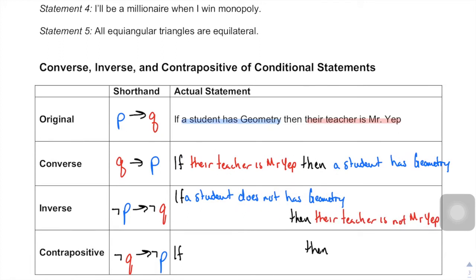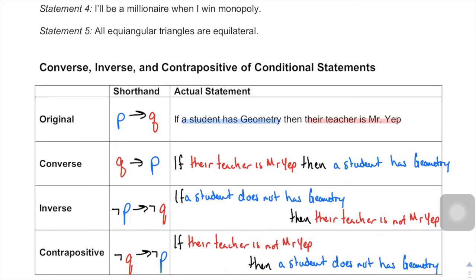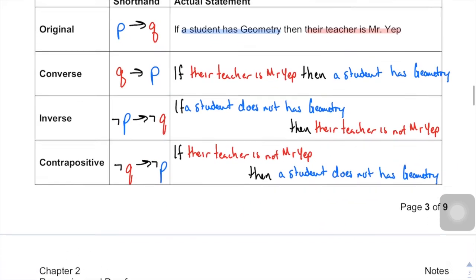So the inverse in this case is if a student does not have geometry, then their teacher is not Mr. Yap. The contrapositive then takes the inverse and switches the hypothesis and conclusion. So the contrapositive is if their teacher is not Mr. Yap, a student does not have geometry.